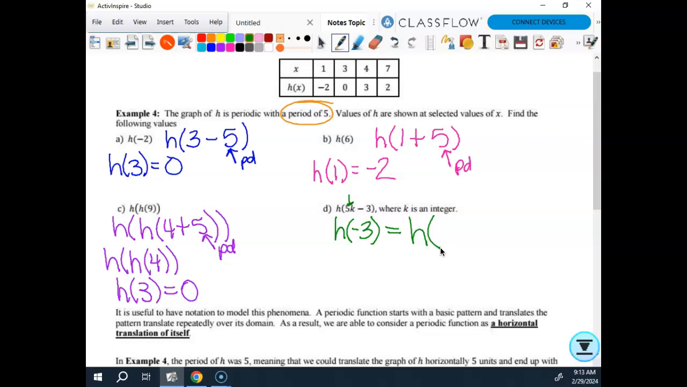Negative 3 plus 2 times 5. That's what I heard. Well, if I do negative 3 plus 2 times 5, does this add back up to that? No, but you're on the right track. I know what you're trying to do. Okay, it's 7 minus, yeah.